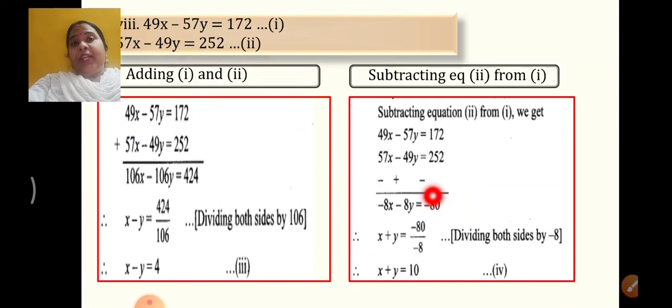So instead of dividing by 8, I better divide by minus 8. All these things you should understand on your own. See, if you divide by 8 also, it is not wrong. But in order to make the calculation easy or to get rid of so many minus signs here, I better divide by minus 8. So what I will get? X plus y is equal to minus 80 upon minus 8. Minus minus getting cancelled. 80 upon 8 is 10. So I have got these two easy equations, equation 3 and 4.